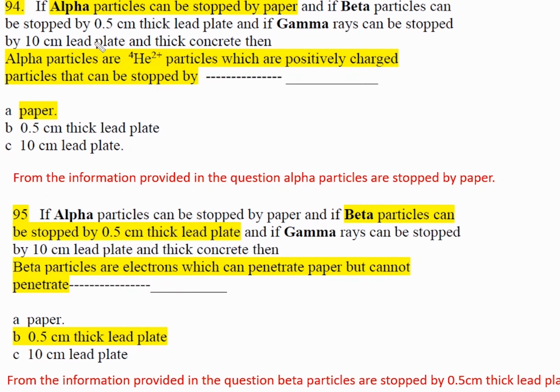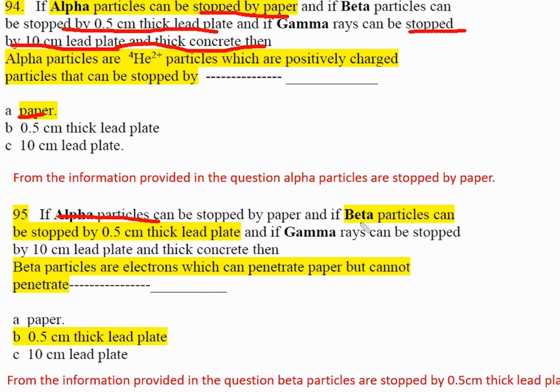Question 94, we've been given some information there that alpha particles can be stopped by paper. Beta particles can be stopped by 0.5 centimeter thick lead plates, while gamma can be stopped by 10 centimeter lead plate and a thick concrete. Then alpha particles are basically helium particles, which are positively charged particles, can be stopped by, as we have already seen up here, paper.